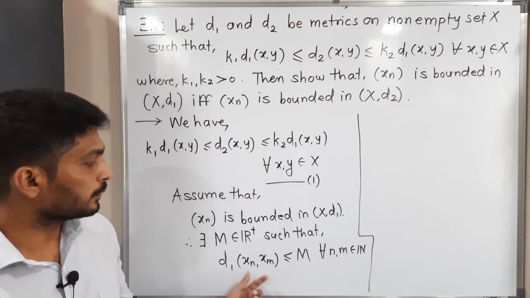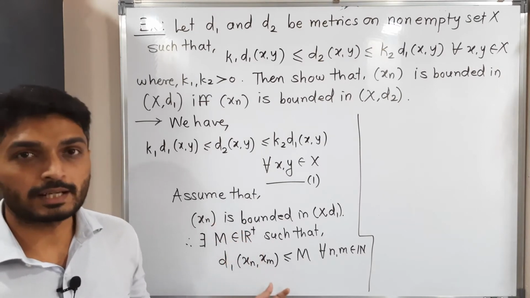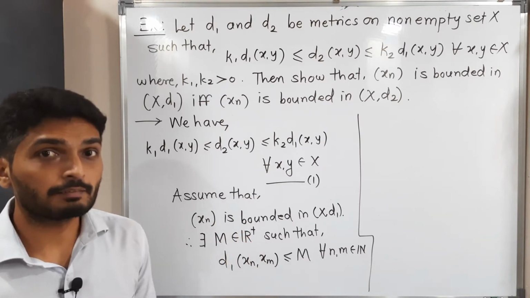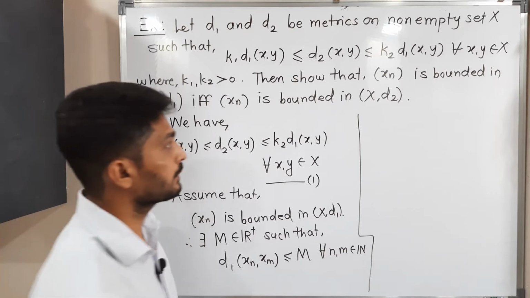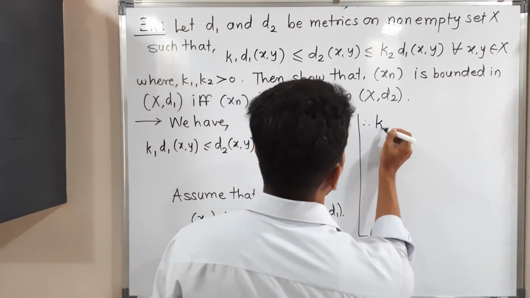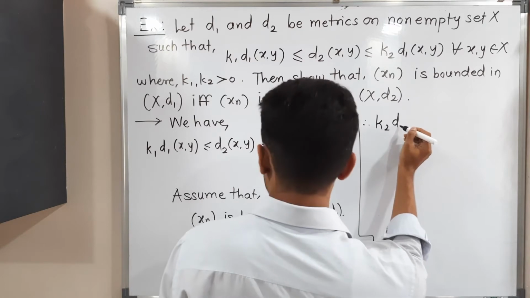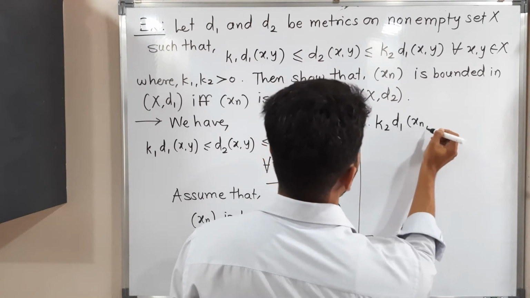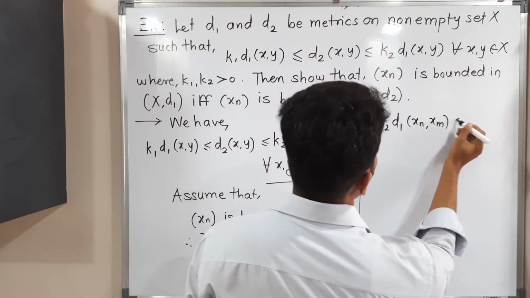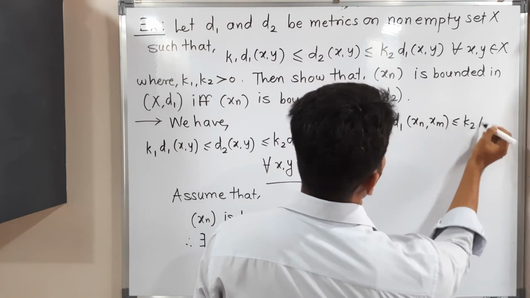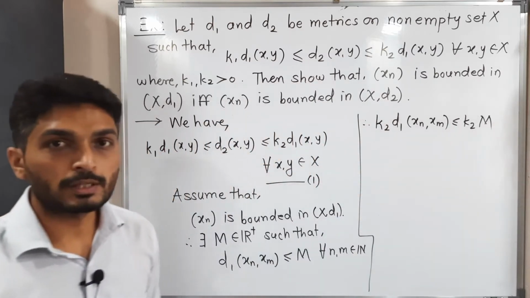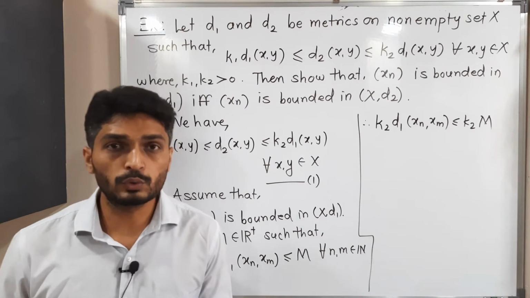Okay, what will I do? This is a bounded sequence, so that's why we could write it. After that, I will multiply both sides by k2. What will happen if I multiply both sides by k2? k2 d1 of xn, xm is less than or equal to k2 m. I multiply both sides by k2. k2 is also a positive real number, so no need to worry.